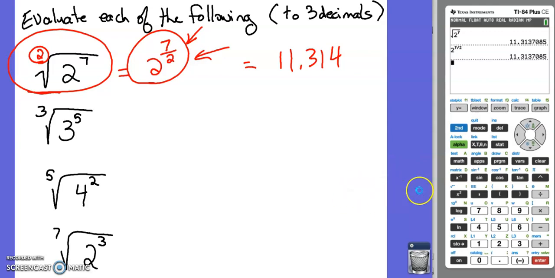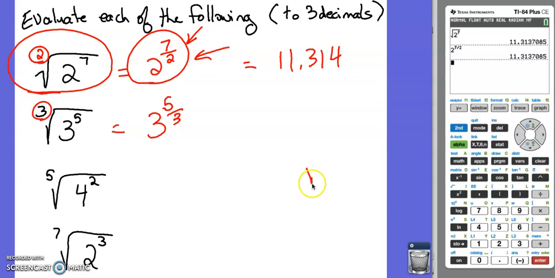So let's move on to the next one. Again, you can plug this in exactly the way it looks, or change it to a fractional exponent. So this is literally 3 to the 5th power, and again, the root is the denominator. So you can plug in either one of those. Let me show you one more time how to do it both ways on the calculator to make sure you know how to do it.